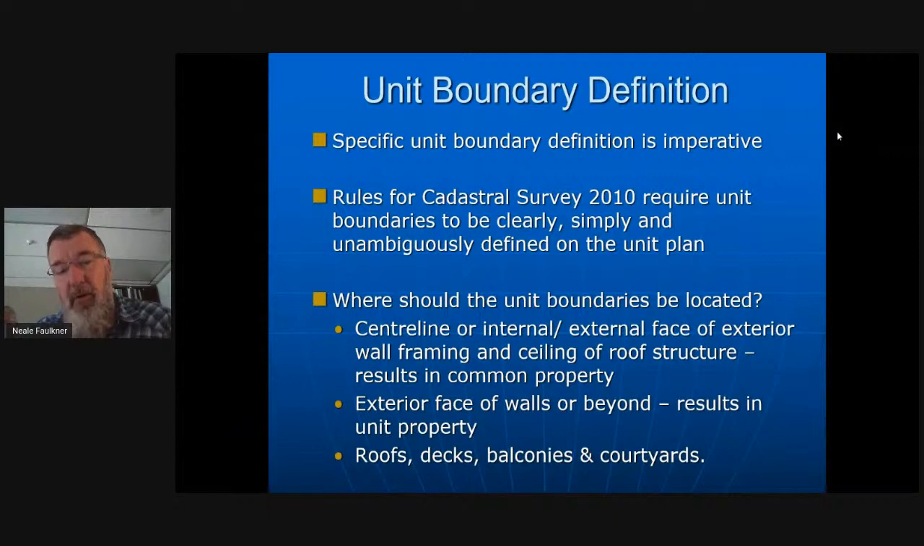Whether the roofs need to be in common property or unit property, like I said, in a terrace house development, I would be putting it within the units. But if there was a common roof, for example, for the development, I'd be putting it into common property.